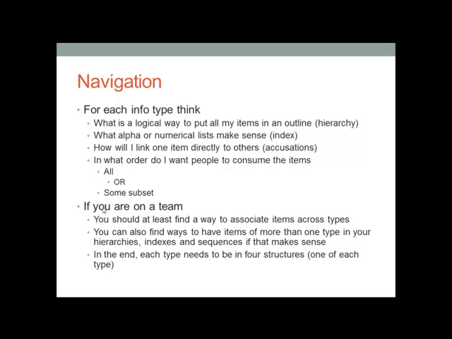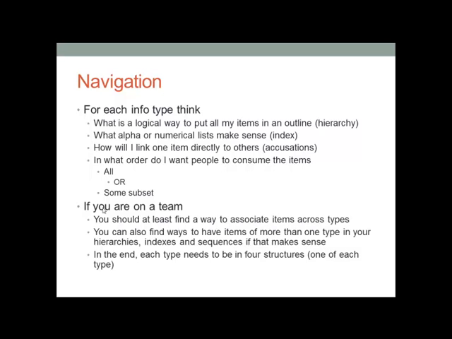Now, I'll talk about teams in a minute, but let's just deal with the simple case of I have a single information type. I'm going to create a single hierarchy. It's going to have all my items in it. What hierarchy should that be? Should it be a locational hierarchy? Should it be a subject hierarchy? What kind of hierarchy fits my information? What kind of alphabetical or numerical lists fit my information?